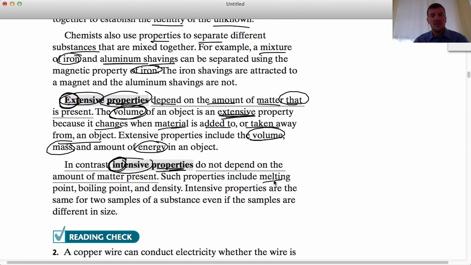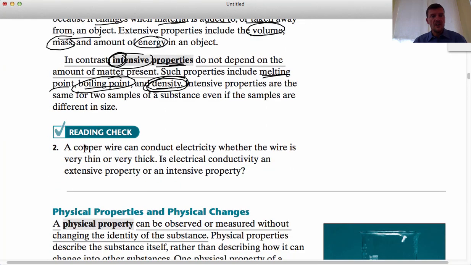For example, the melting point, the boiling point, and the density are always going to be the same. It doesn't matter how much water you have or how much of any material you have. The boiling point of water at sea level is 100 degrees Celsius, always. Doesn't matter if you've got a huge pot of it or a small glass of it. The density of water is always 1 gram per milliliter. Go ahead and answer question number 2 there.